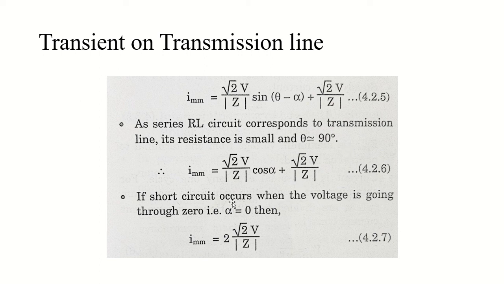And if the short circuit occurs when the voltage is going through 0, which means alpha equals 0, and when alpha equals 0, the value of cos 0 will be 1, which means this term and this term are basically the same term. So we'll have 2 root 2 V by Z as my maximum momentary short circuit current, right? So it is twice the maximum value of symmetrical short circuit current, and because it is twice, we call it the doubling effect. Okay, so this is the doubling effect.